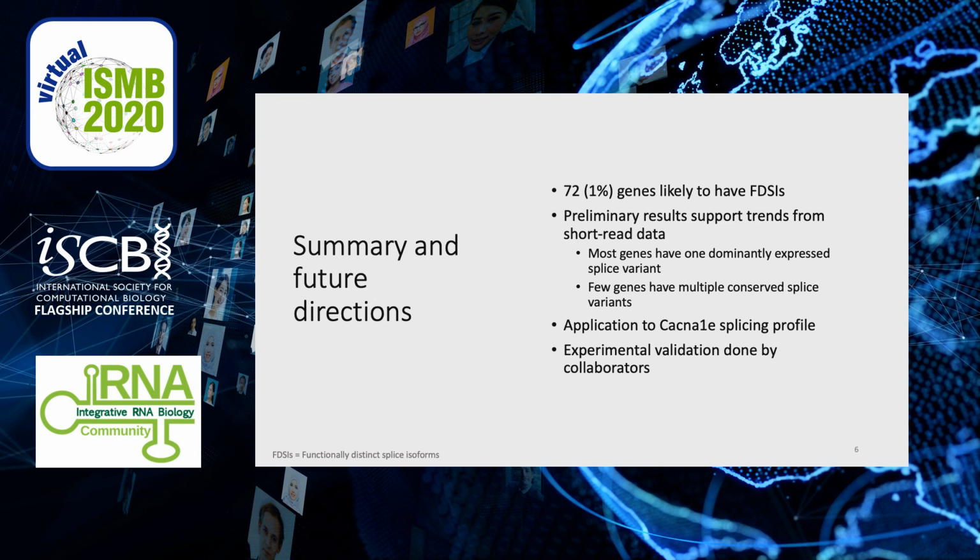I didn't get to talk much about this, but our preliminary results support trends from short-read data. Primarily, most genes have one dominantly expressed splice variant, and few genes have multiple conserved splice variants. These results are preliminary, mostly because we lack sufficient sequencing depth or multiple different tissue types. But hopefully, with more long-read data, we can strengthen these claims.